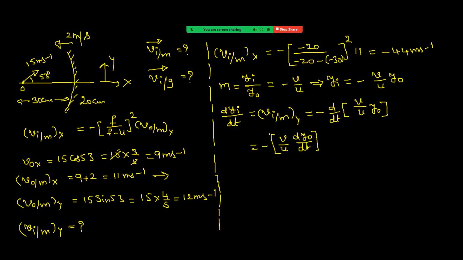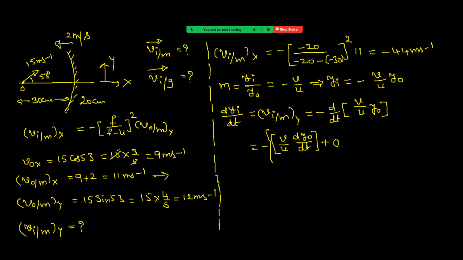Next, let us take the bracket like this. Next, see what we can do. Let us take v constant and y naught not a constant, derivative of y naught. But in this problem, y naught is 0. Therefore, that derivative becomes 0. That term becomes 0.